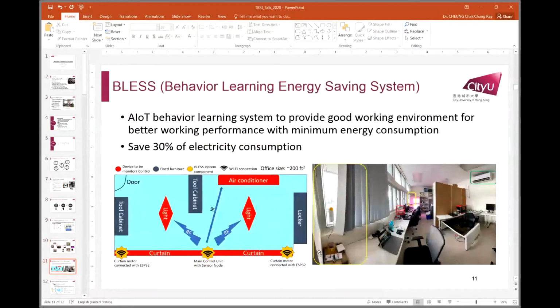The second one is a system we call BLESS. This is the system, and we can see this is the office setting. We are installing IoT devices, and our goal is to control the curtains, the lights, and the air conditioning with a smart algorithm. We're able to minimize the power consumption.